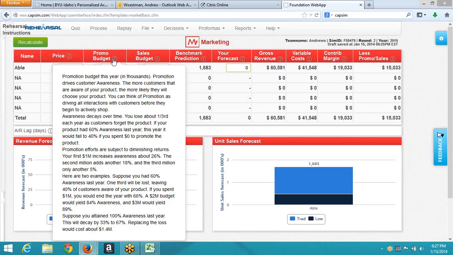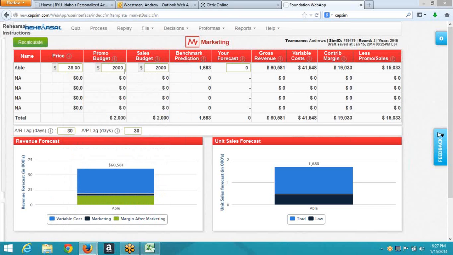So if you guys read everything, they'll actually tell you what amount you should put in. And then a key thing to note is that once you actually attain 100% awareness, then you can just put your promo budget to 1.4 million, and you will actually retain that 100%, and you don't need to invest the 3 million in order to get it up to that 100%.